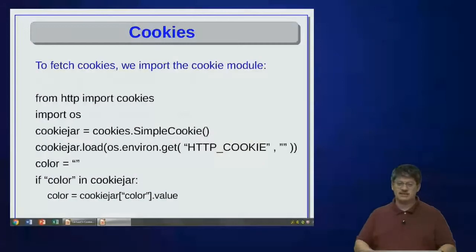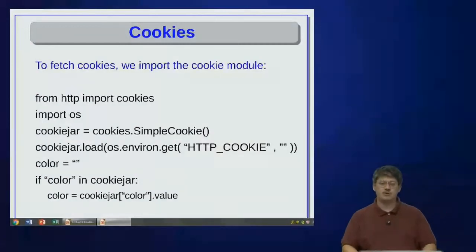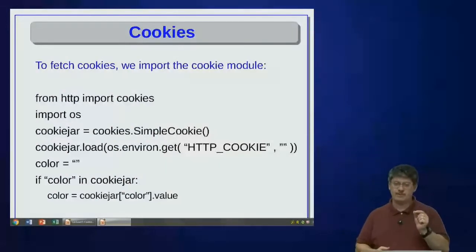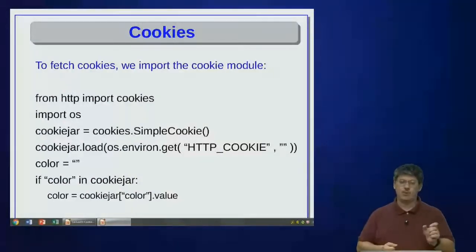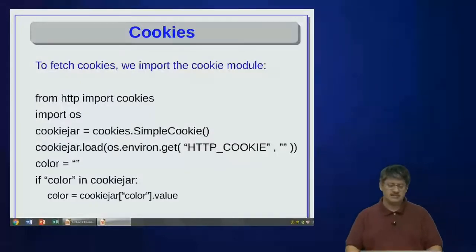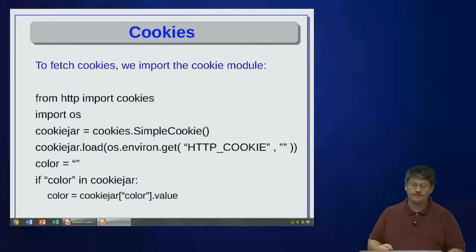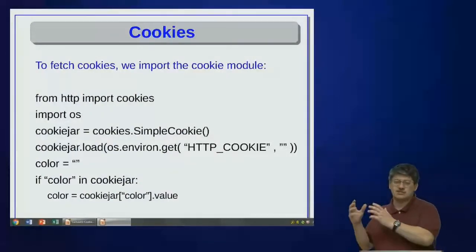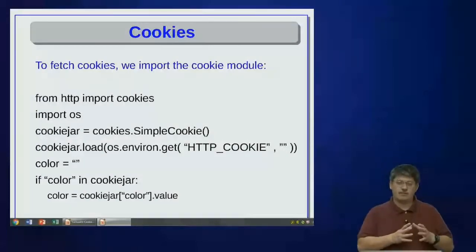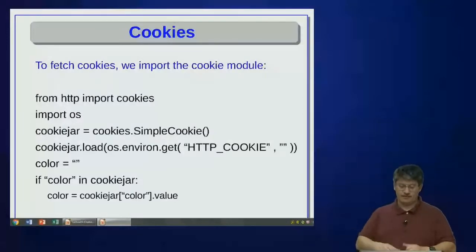If we want to fetch cookies in a CGI script, we have to use a special piece of code called the cookie module. So the way that we do that in Python 3 is we say from http import cookies. In Python 2, this used to be done differently. You would just import Cookie with a capital C. But Cookie is gone, and in Python 3, the correct way to do this is to import cookies from the http module. We're also going to need to import the os module, or operating system module, because the way that a web server sends cookies to a script is to put the cookie into an environment variable named HTTP_COOKIE. And so we have to be able to access the operating system and get that environment variable.